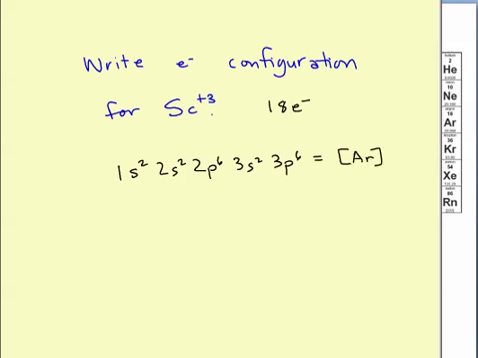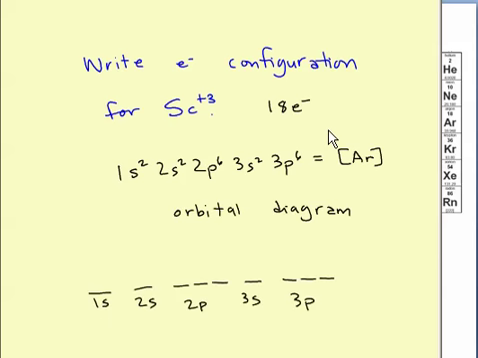This is a very stable ion. Why? Because it has filled subshells. When scandium loses 3 electrons, it gets a very stable electron configuration, that of a noble gas. And let's go ahead and write the orbital diagram, just to make sure we haven't forgotten how to do that. Okay, 2 electrons in the 1s, 2 electrons in the 2s, 6 electrons in the 2p, 2 electrons in the 3s, and then a filled 3p subshell. So this is what the orbital diagram looks like.